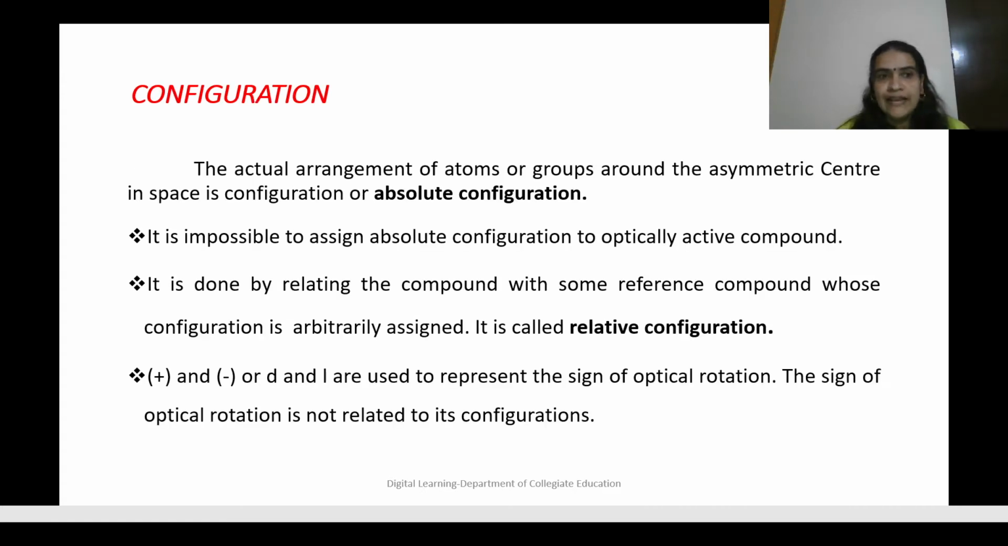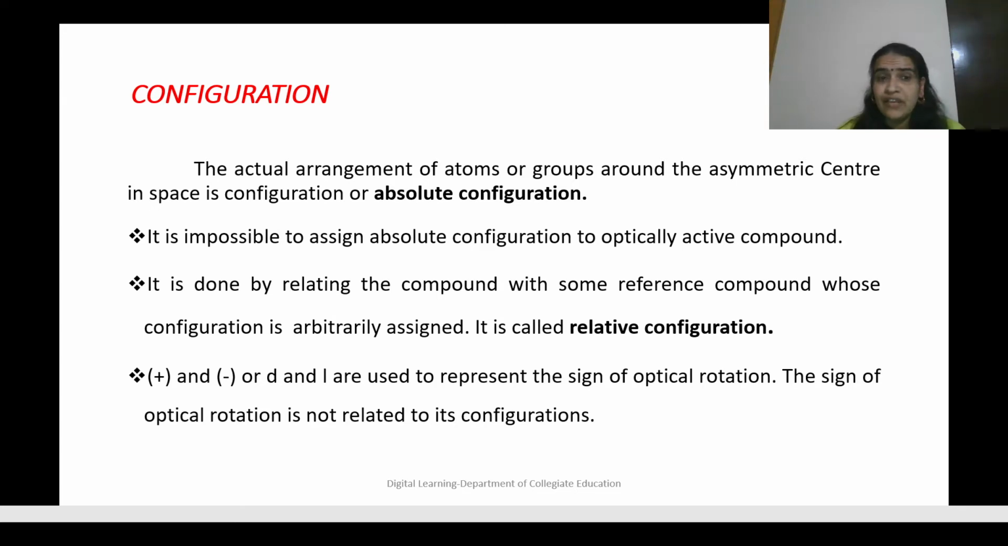You all know that we are talking about spatial molecules, the three-dimensional arrangement of the molecule. So it is very difficult to assign the exact configuration of a molecule. So we will see what we mean by the term configuration. The actual arrangement of atoms or groups around the asymmetric center in space is configuration or absolute configuration. So absolute configuration is the actual arrangement of atoms or groups around the asymmetric center in space.